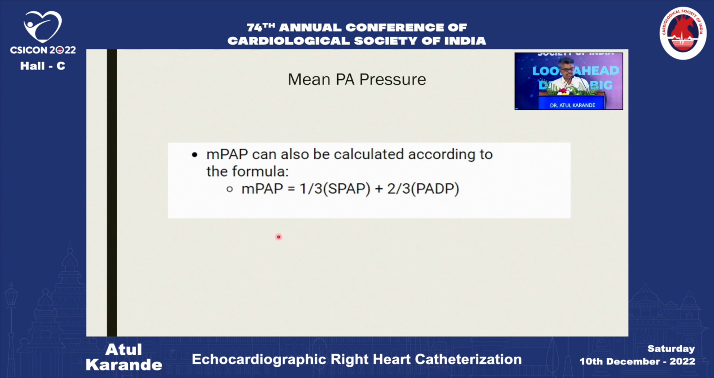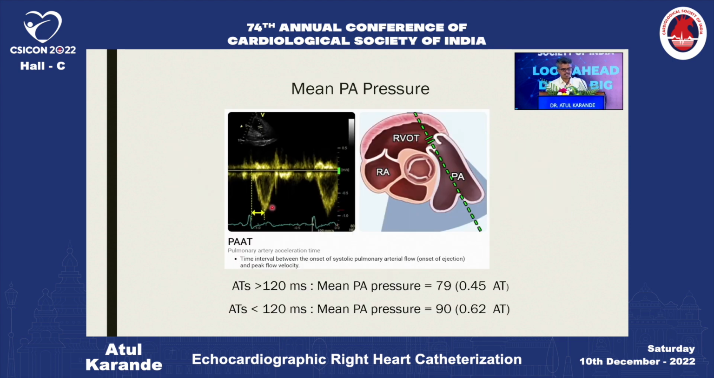The other method is to use this formula. Measure the peak systolic pressure and the diastolic pressure, and with the help of this formula we can determine the mean PA pressure.